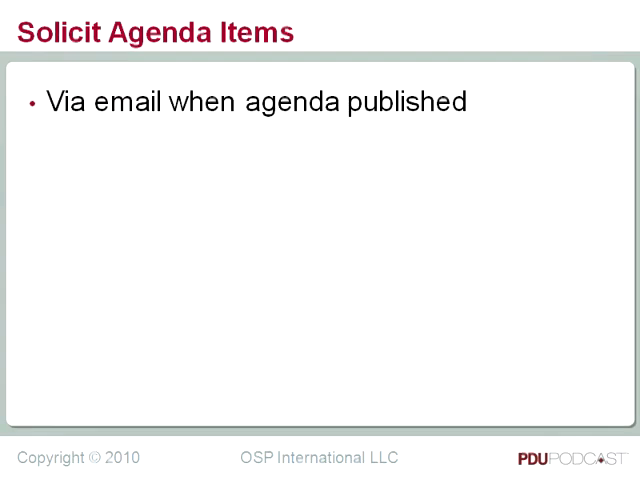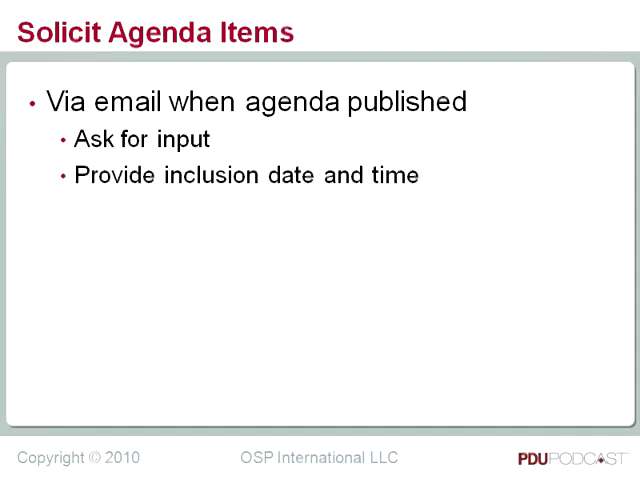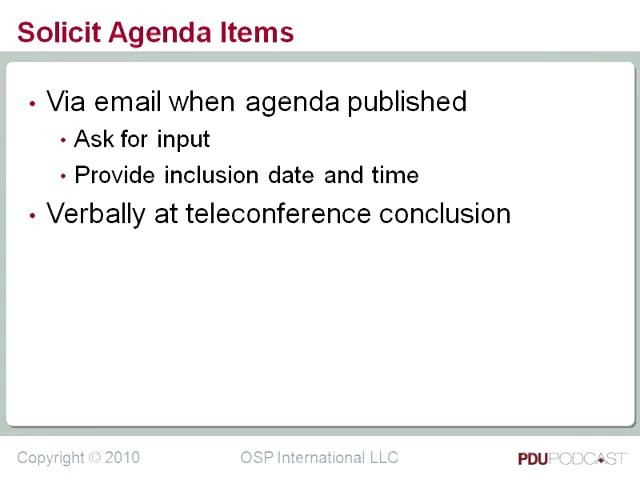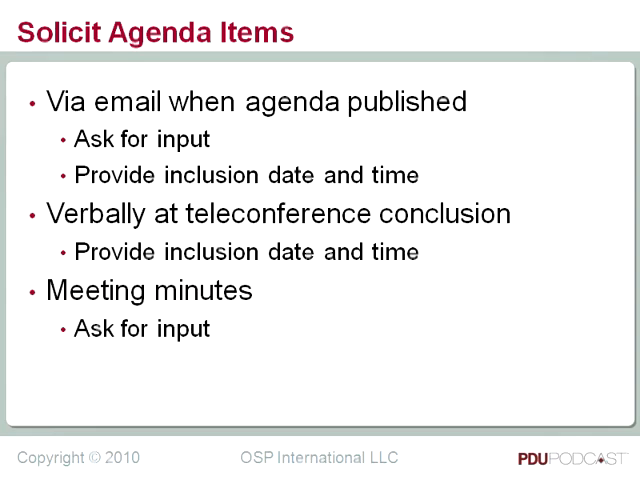Be sure to solicit agenda items. You can do this via email when the agenda is published. You'll ask for input. Also, you'll include the dates and time of the next meeting. Verbally, at the end of the teleconference, you once again mention when we're going to be meeting again and the location if it's going to be different. And then third, in the minutes, you go over the same material, you ask for input, and you provide the times for the next meeting and the location. I realize this seems to be very repetitive, with 1, 2, 3, but the more you do that, the more it becomes just a way of thinking as far as the participants are concerned, and they'll just respond automatically. You wouldn't even have to tell them that you want their input, and there'll always be an expectation of date and time.